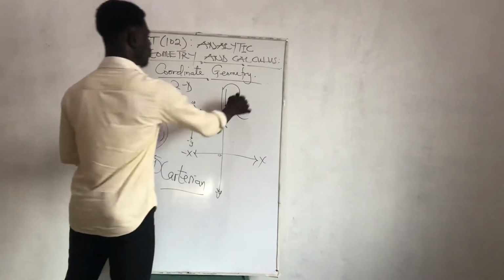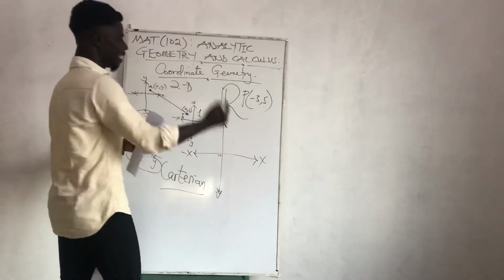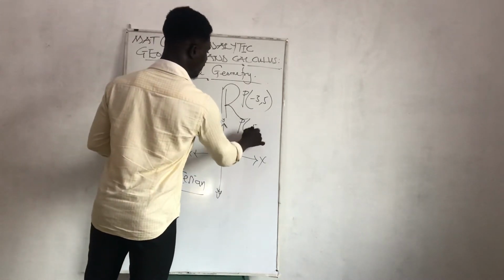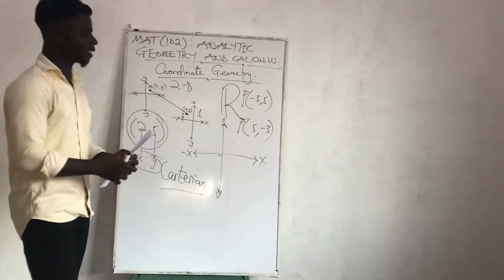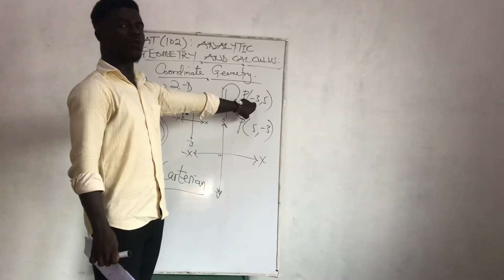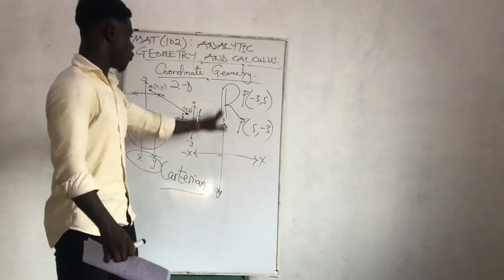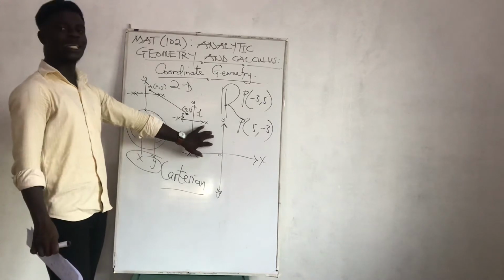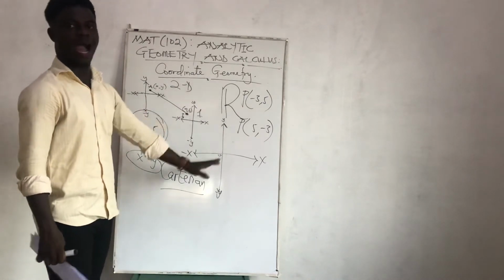So you can locate point P as (-3, 5), and also you can locate another point P as (5, -3). They are different. Here, it moves to the negative x-axis, then here moves to the positive y-axis. So it can be located in the third quadrant of the OXY plane.